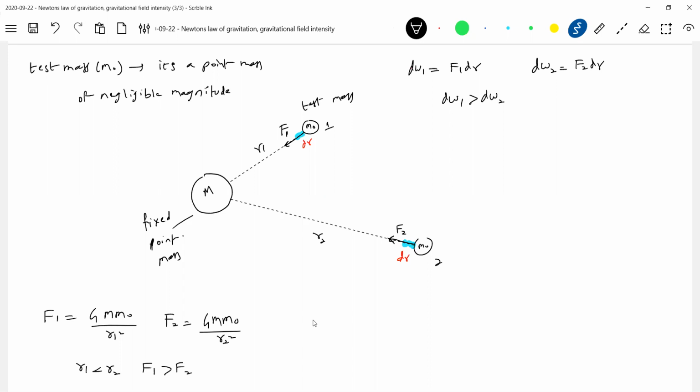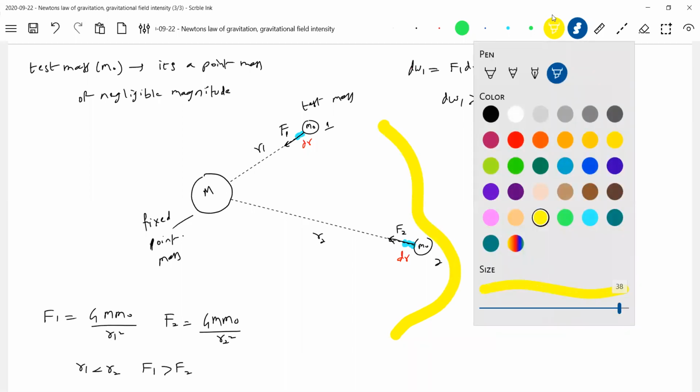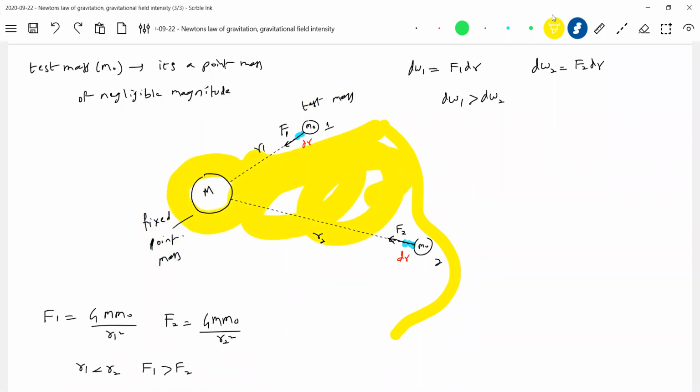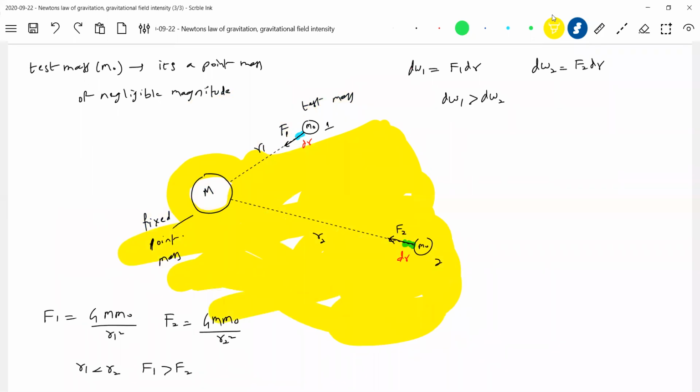Next question: how will it exert a force? There is nothing but a field. I'm introducing the idea of the field. What is actually happening is that, surrounding the point mass, you should assume some sort of field. This yellow color is called a field here. So surrounding this point mass, there is some sort of field present, or you can better call it a sphere of influence.